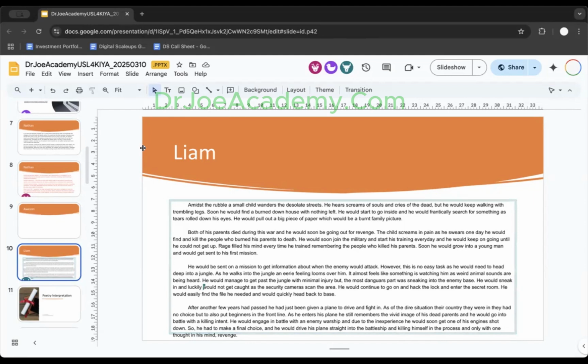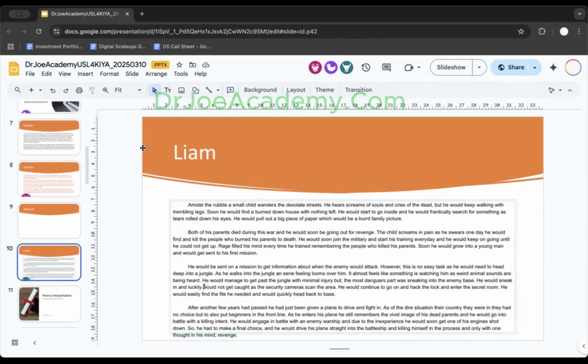As he walks into the jungle, an eerie feeling looms over him. It almost feels like something is watching him, as weird animal sounds are being heard. He would manage to get past the jungle with minimal injury, but the most dangerous part was sneaking into the enemy base. He would sneak in and luckily would not get caught as the security cameras scanned the area.